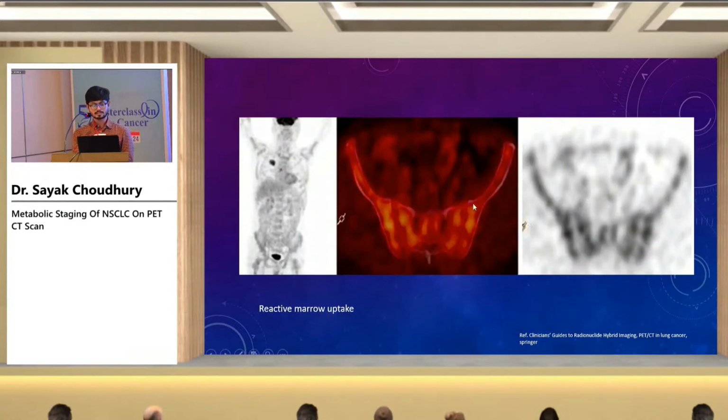So this diffusely increased uptake noted throughout the skeletal system was reactive marrow uptake. This patient had anemia. So these kinds of things may be seen, but we shouldn't confuse them.